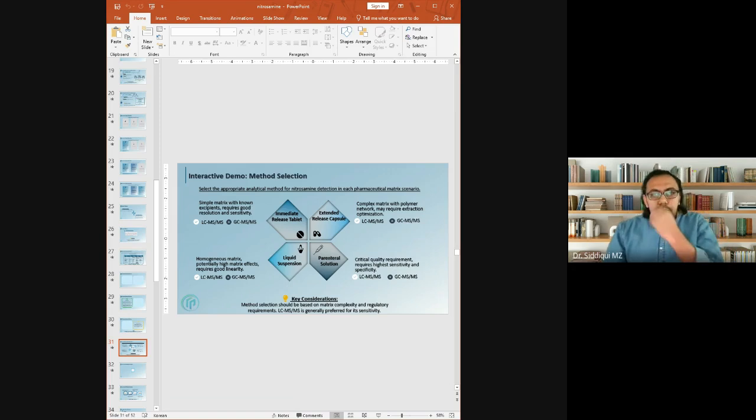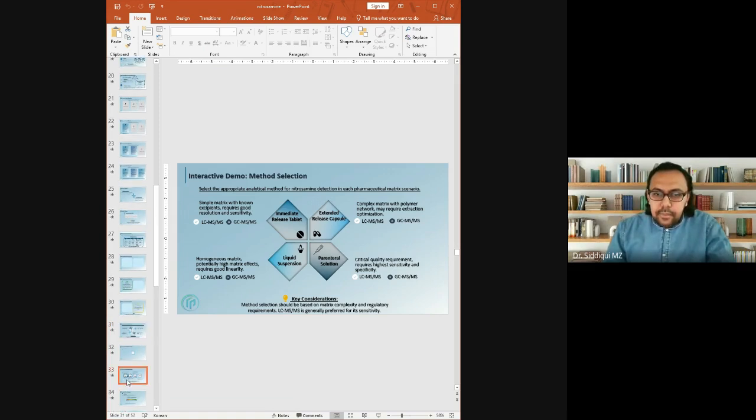So this is the interactive demo for the immediate release, extended release, liquid suspension, and parenteral solution. Although this is not the universal way, there are some cases that I found in the literature. Most of them prefer LC-MS-MS because of its ability to be more sensitive than GC-MS-MS. GC-MS-MS can also be applied for various compounds, but sensitivity-wise, LC-MS-MS has more enhanced sensitivity.